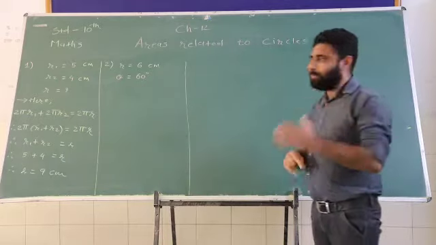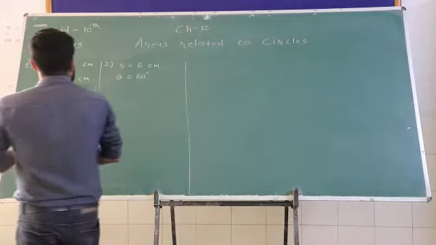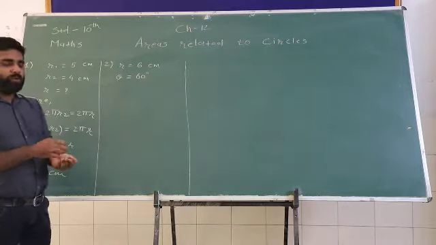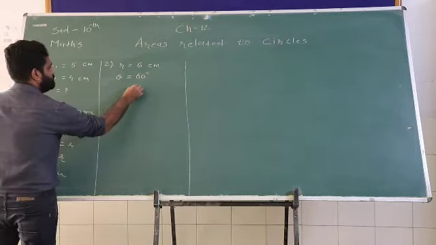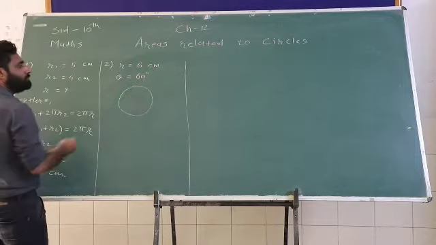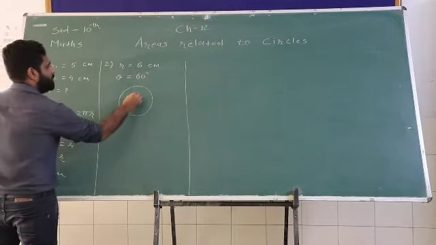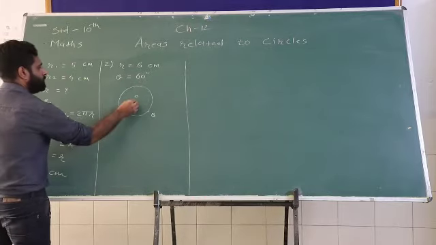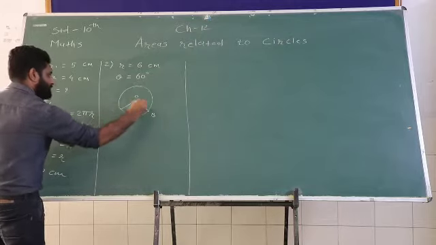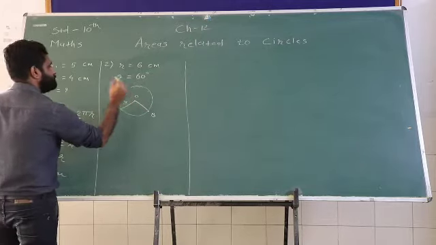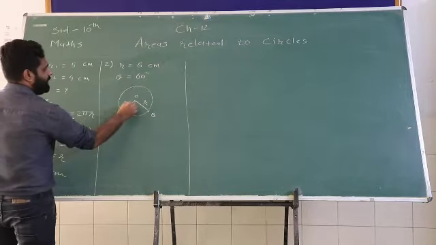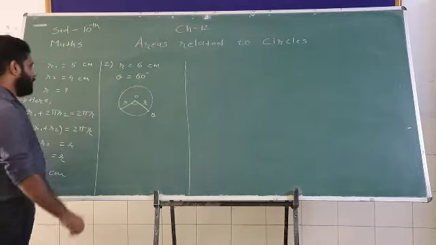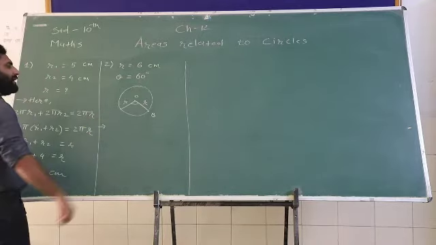Now let's see the second example. Here the radius is 6 cm given, and the angle between two radii is 60 degrees. So first, let's draw the figure. Two radii are there, and the angle is given 60 degrees. Let's find all things one by one.